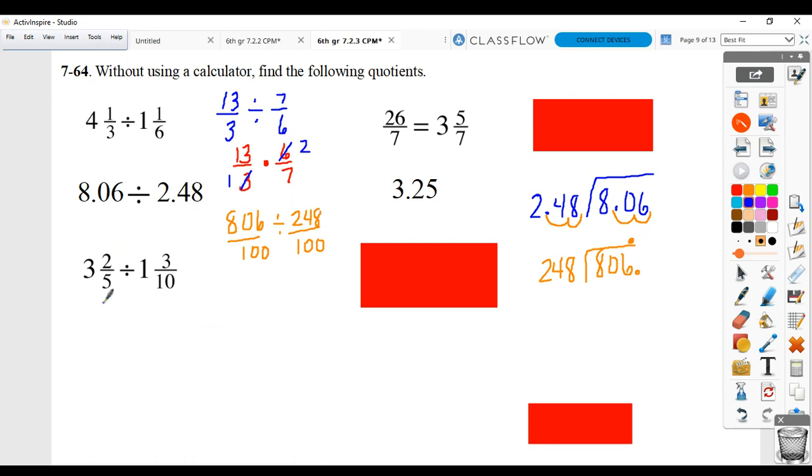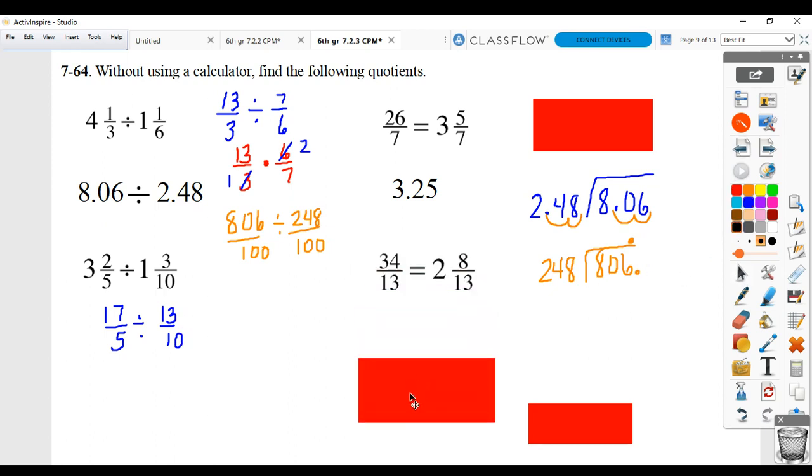And for this last one, you would change it again first to improper fractions. So 17/5 divided by 13/10. Then do your keep, change, flip. Simplify, then multiply, or multiply, then simplify. You get 34/13, which is 2 8/13. Again, you may want to pause the video to make sure that you have adequate work shown.